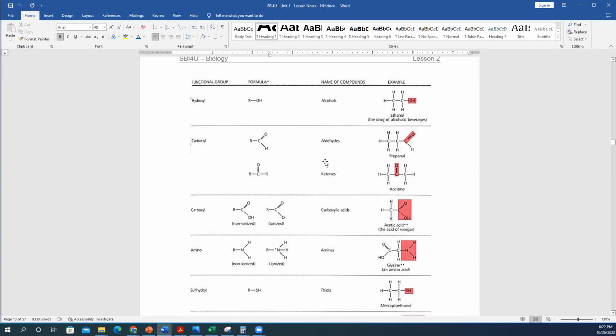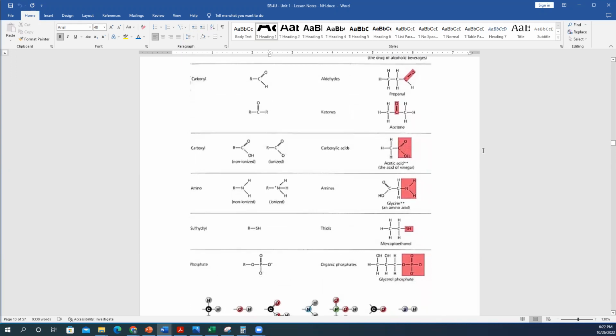Oftentimes molecules that are ketones end in the ending -one, such as acetone. Molecules that are aldehydes end in the ending -al, such as this example, propanal. And of course, alcohols end in -ol, such as ethanol, methanol, propanol, etc.